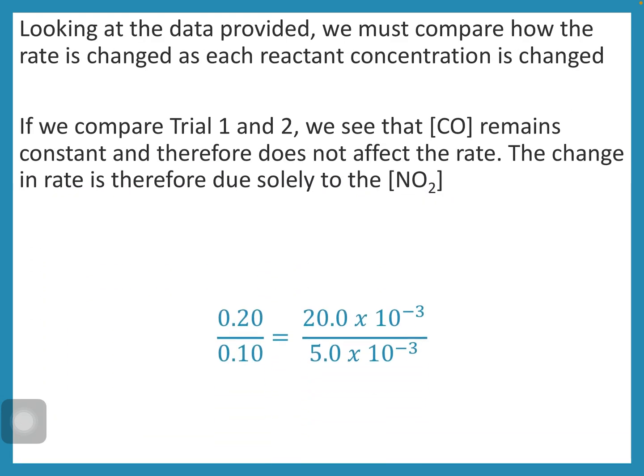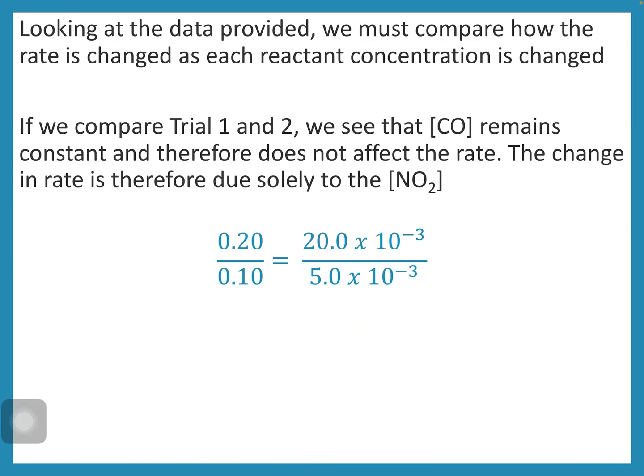So then with trial 1 and 2, we saw as there was a doubling of the concentration of nitrogen dioxide, there was a quadrupling. So here we'll use a different exponent, so we'll use n here. And so 2 to some exponent n is equal to 4, and 2 squared is what that would be. So n is equal to 2 here.